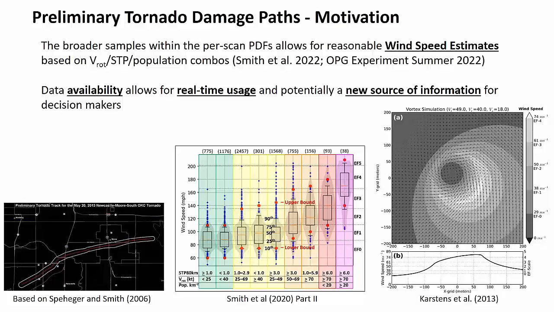And so the idea is, can we take that information and marry it with an ongoing effort in the Weather Service to provide preliminary tornado tracks, which you see in the lower left? It's based on a method developed by Speheger and Smith in 2006. Those tracks just give you a depiction of where the tornado might have occurred, and currently don't give you an indication of any variation in intensity along the track. So what we can potentially do is fill that in with information from these empirical distributions. And to do that, I used some help from an analytical vortex model that was part of my PhD work, which you see on the right side.